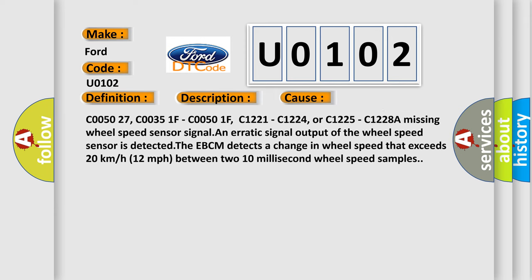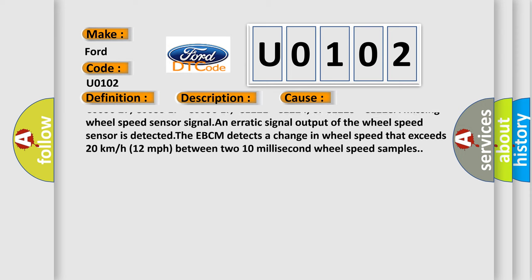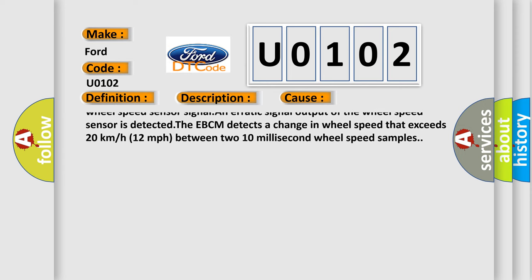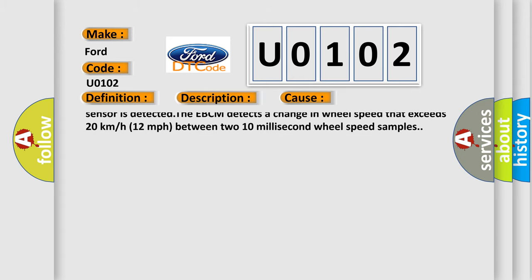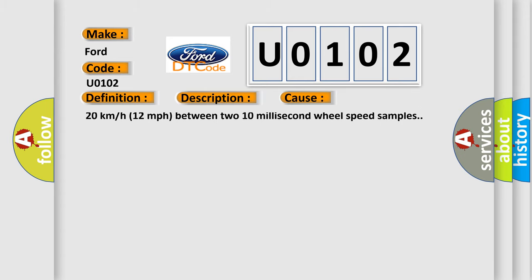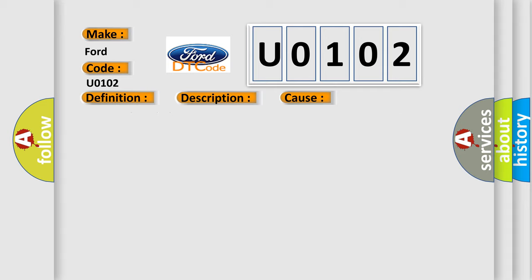C003526, C005026, C003527, C005027, C00351F, C00501F, C1221, C1224, or C1225, C1228. A missing wheel speed sensor signal. An erratic signal output of the wheel speed sensor is detected. The EBCM detects a change in wheel speed that exceeds 20 km/h, 12 miles per hour, between two 10 millisecond wheel speed samples.